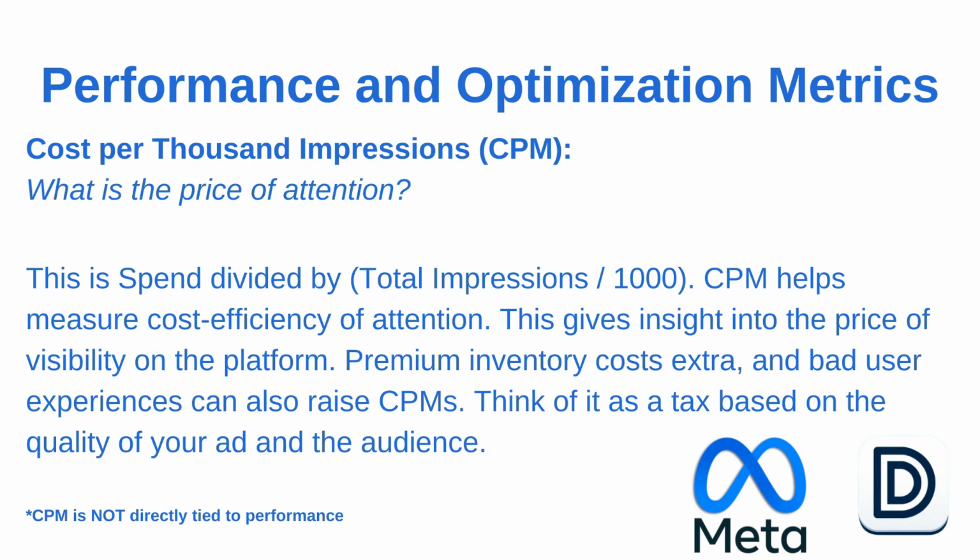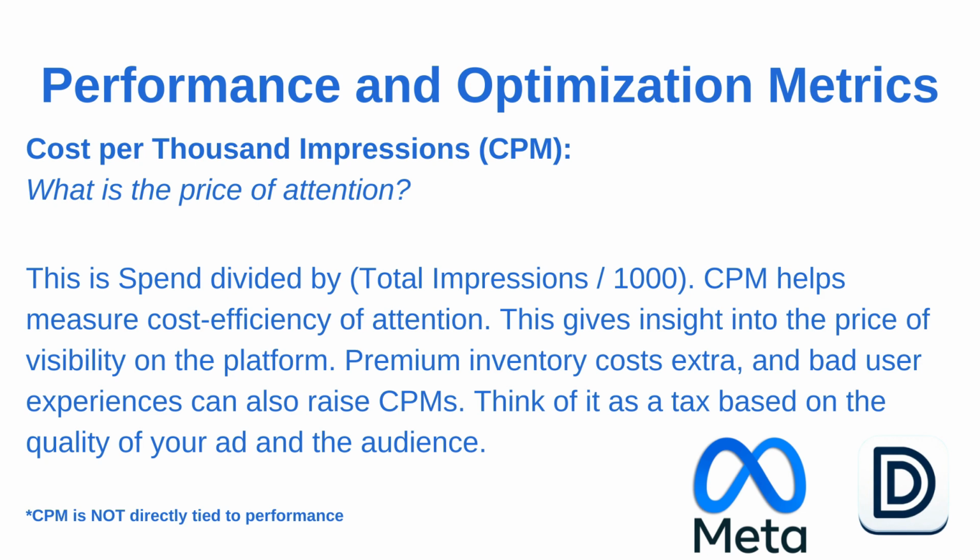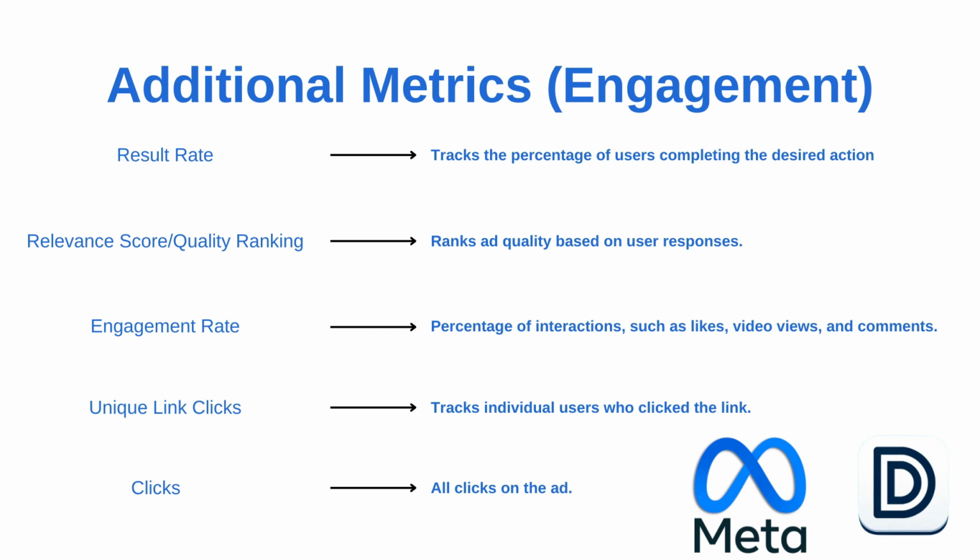The best practice here is to understand that CPM ultimately measures the cost efficiency of attention. This gives insight into the price of visibility on the platform. Premium inventory costs extra, and bad user experiences can also raise CPMs. So you can basically think of CPMs as a tax based on the quality of your ad and your audience. CPM is not directly tied to performance. So while we've covered some performance and optimization metrics, let's get into some additional metrics based more on engagement.